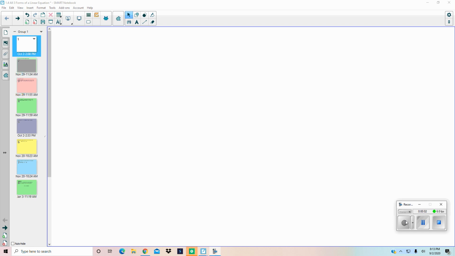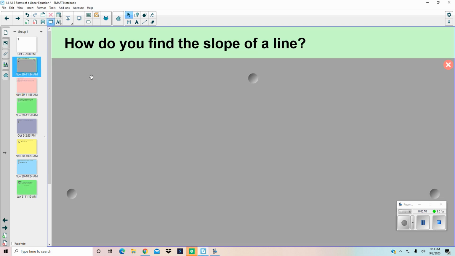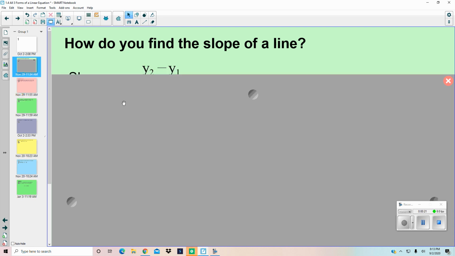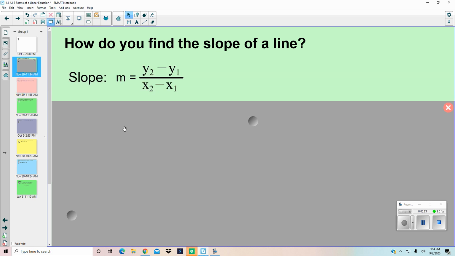Hi folks, we are going to write all three forms of linear equations in this section. So first off, let's think about how you find the slope of a line. If I give you 2 points, you should know right away what the slope formula is. Okay, slope is m equals y2 minus y1 over x2 minus x1.